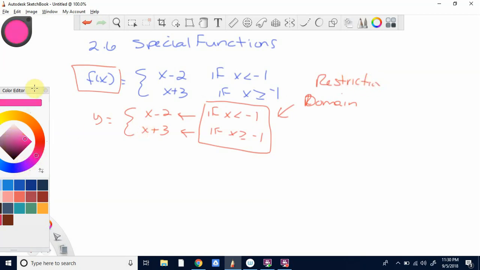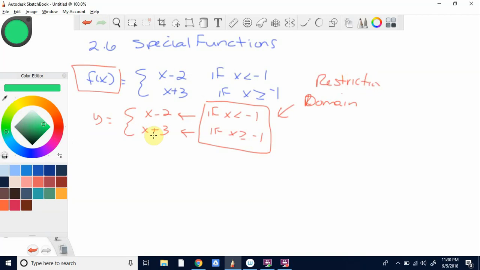If we go back and look at this graph, we said it's y equals, so basically how many rows do I have? I have 2, so I have 2 different equations. I can break this down and say y equals x minus 2 if we restrict the domain to x less than -1. I'm going to put that in parentheses. And then y equals x plus 3 if we restrict the domain to x greater than or equal to -1.